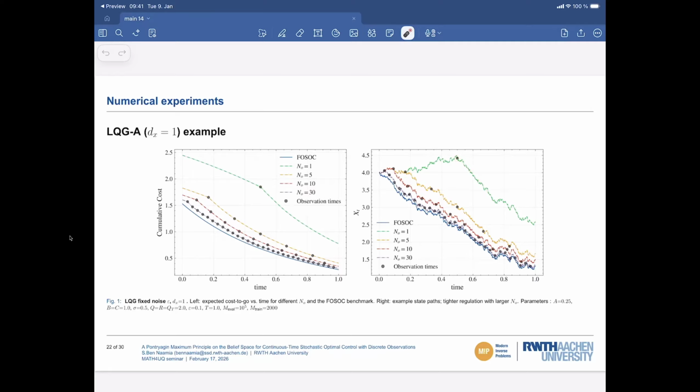Now here, if you have more and more information at the beginning, then you are trying to do this better and better. And again, the purple plot here is for 30 observations, and it's getting closer and closer to the fully observed case.